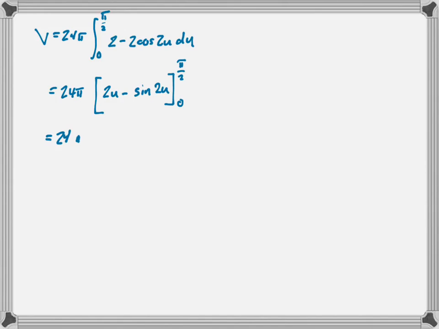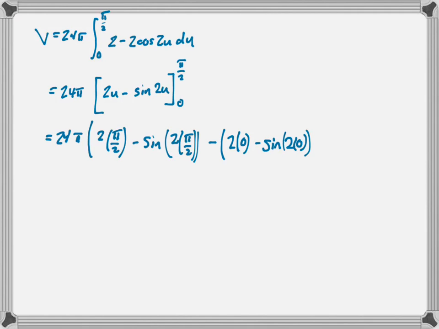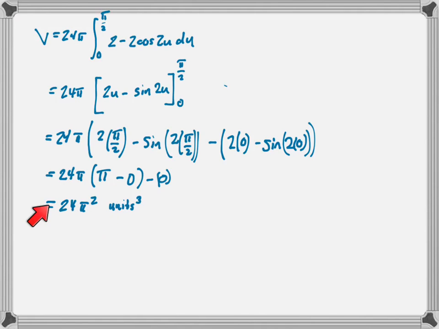Now all I have to do is fill in my boundaries. 2 times pi over 2 is pi. Sine of 2 times pi over 2 is the sine of pi, which is 0. So we get pi minus 0, or 24 pi squared cubic units. And that checks out. There you go.